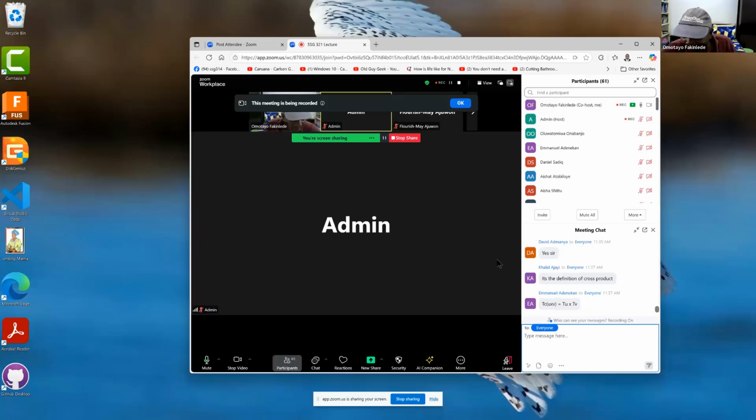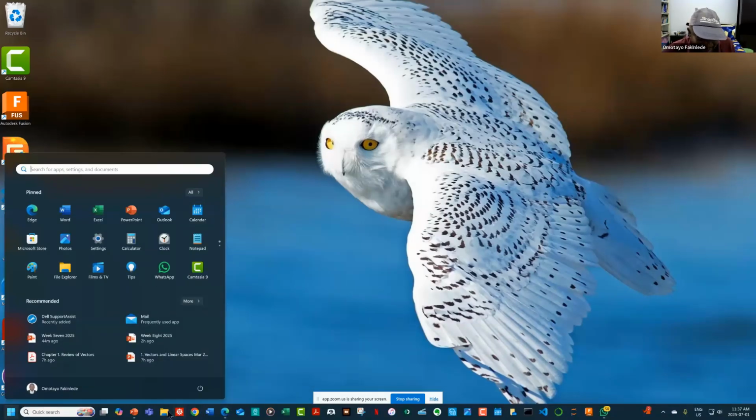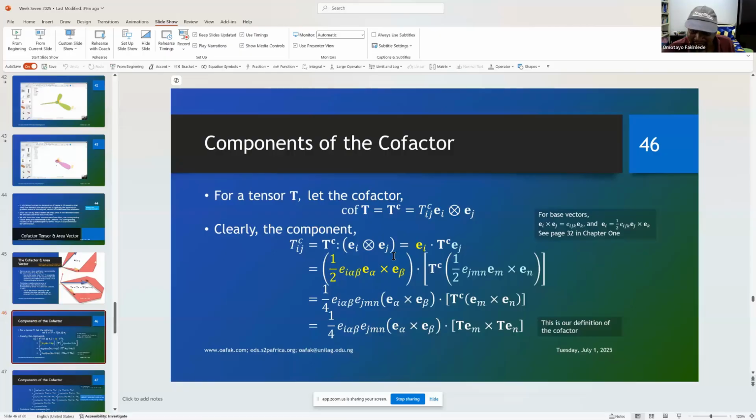No, that's not the definition of the cross product. Yeah, Emmanuel Adenekon can see it. Yes, that's the definition of the cofactor. It's not the definition of the cross product, it's the definition of the cofactor. Because if you use a tensor to transform two vectors, then the cross product of those two is the same thing as the cross product of the original vectors being operated on by the cofactor. That's the definition of the cofactor. So, good, there's no problem there. And you will see that there will be no problem anywhere along the line. You will see everything will just be clear.